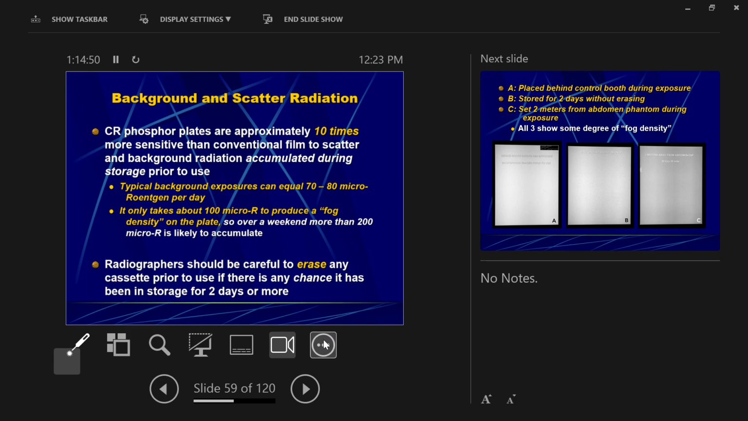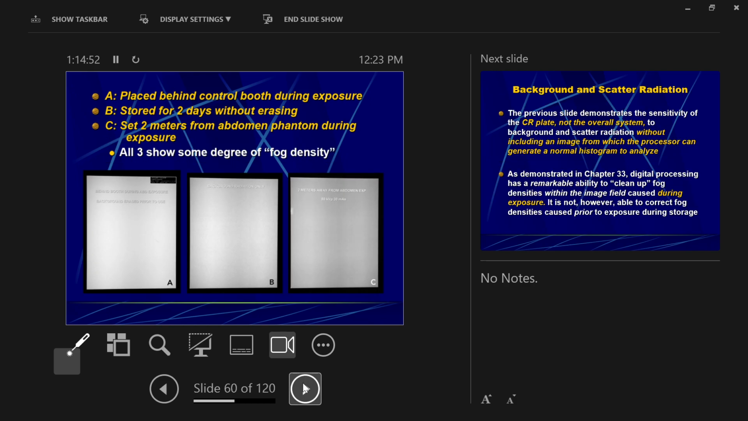So over the weekend, right? All right, let's look at a couple examples. An unused, unexposed, brand new plate, like if you erased a plate and then immediately tried to process it, will be bright white. Plate A was placed behind the control booth during exposure. Plate A is an example of basically bright white, an unexposed plate. It's in the control booth where the x-ray tech lives.